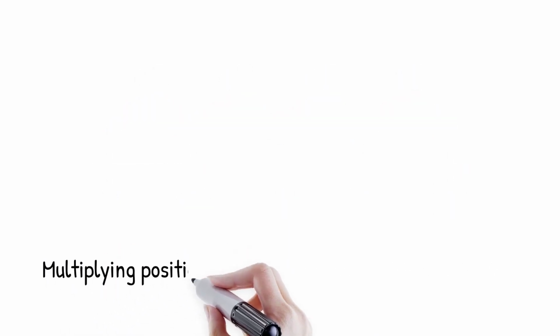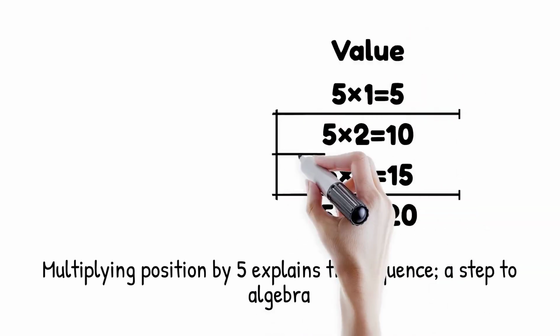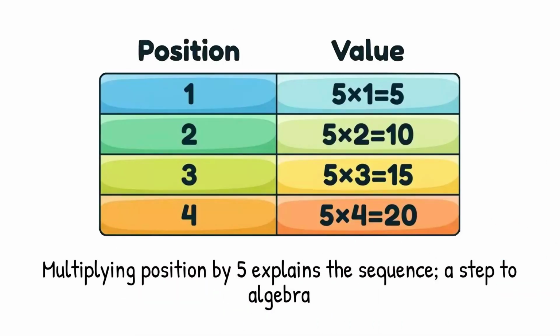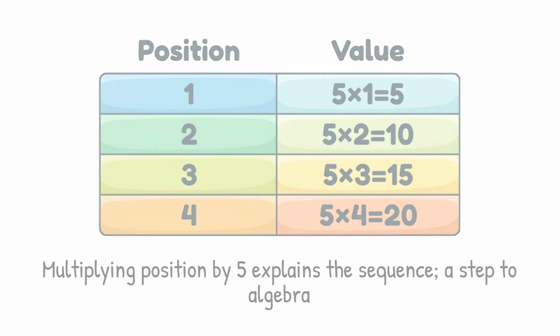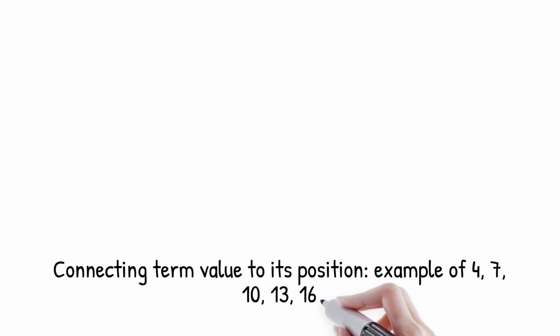Why does that work? The first term is 5 times 1 equals 5. The second term is 5 times 2 equals 10. The third term is 5 times 3 equals 15. The fourth term is 5 times 4 equals 20. This is a very important bridge into algebra. We are beginning to connect the value of a term to its position in the sequence.